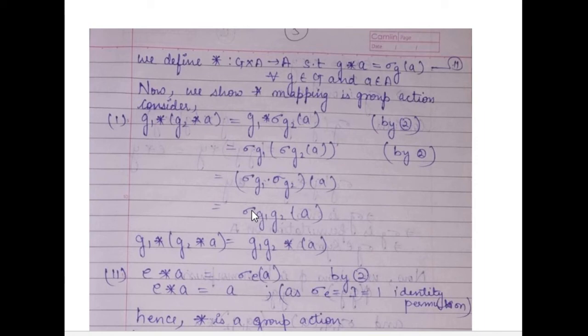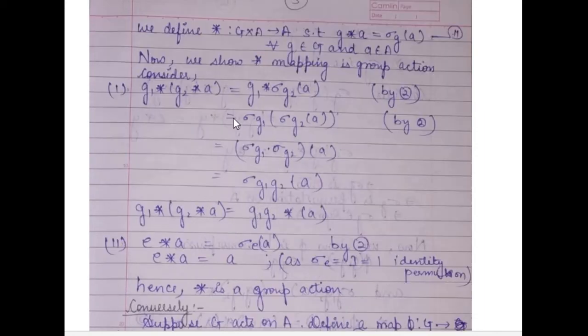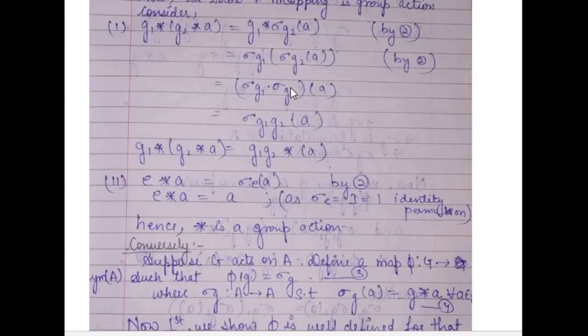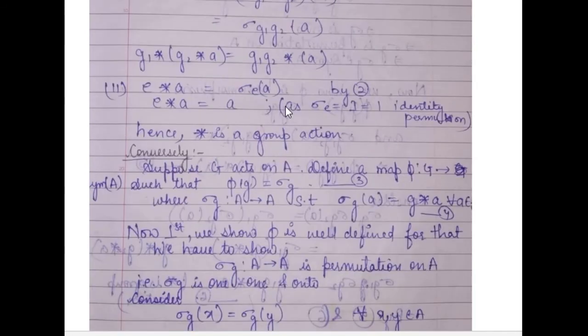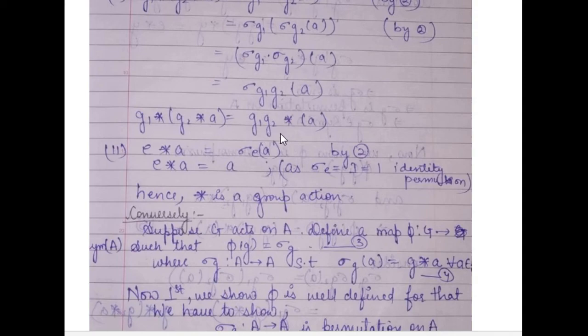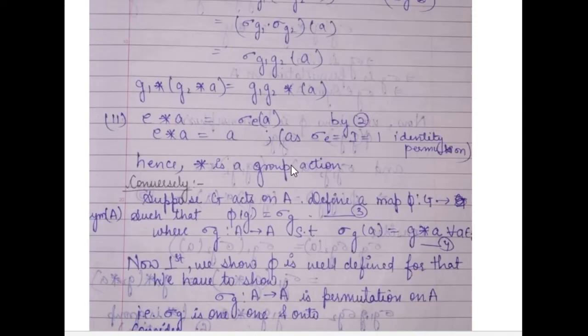So the two axioms of group action are satisfied by this mapping, which is defined from G cross A to A, where sigma is in the symmetric group which is defined over A. So this implies star is a group action.